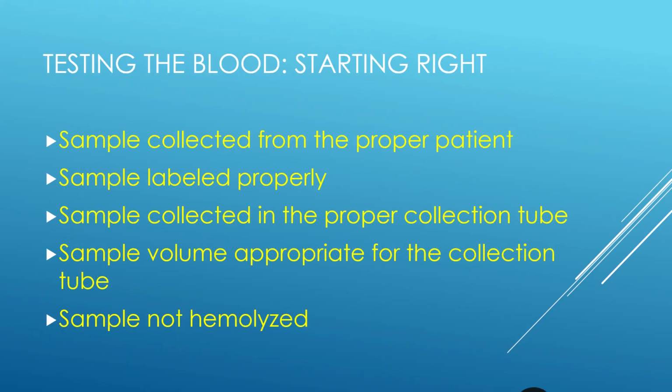To get blood typing right, let's start with collecting the sample from the correct patient and labeling it properly. The sample must be in the correct collection tube. The sample volume must be sufficient, and the sample cannot be hemolyzed. The reason you can't use a hemolyzed sample is that hemolysis is a positive reaction greater than 4+ in blood bank testing.